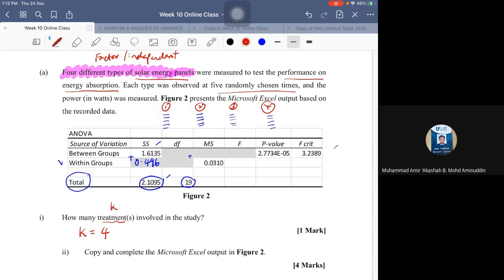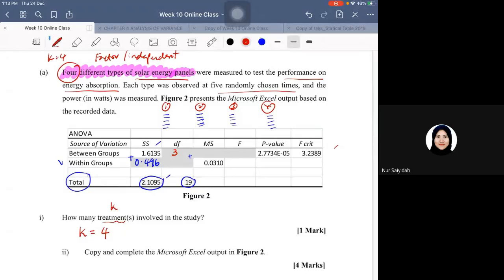So what is going to be the first element in the degree of freedom? What is the degree of freedom of the between groups? It's K minus 1. Exactly. So what is K minus 1 for this case? 4 minus 1 equal to 3. Exactly. So 4 minus 1 is going to equal 3 because for this case, our value of K is going to equal 4. What about within group?